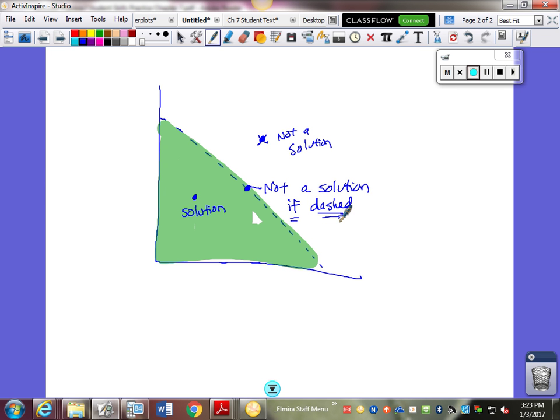Okay? Now, if I change this and this was a solid line instead of a dashed line, then this is a solution, because a solid line indicates equal to, and if it can be equal to, then it's allowed, and it is a solution. So be careful in that last section. Look for problems that come out that way.